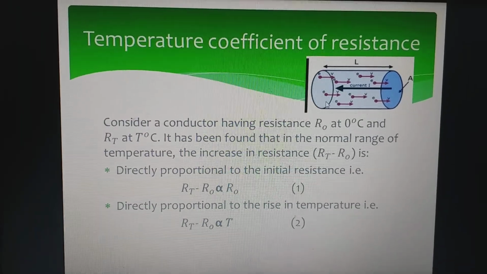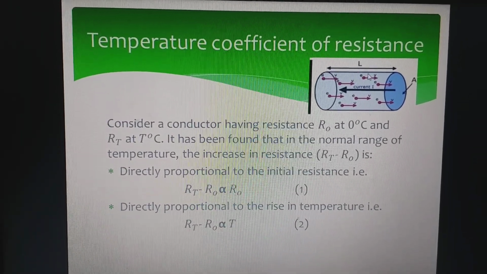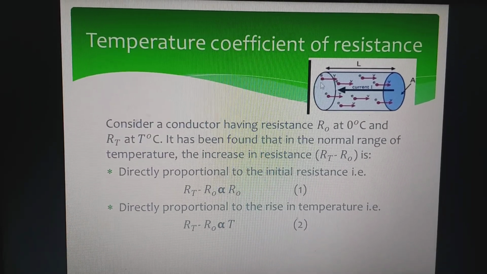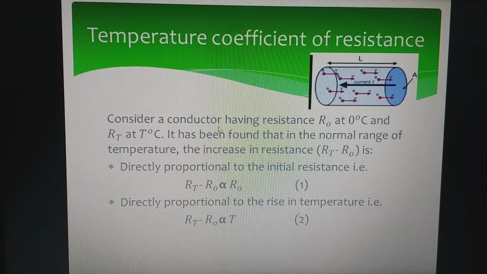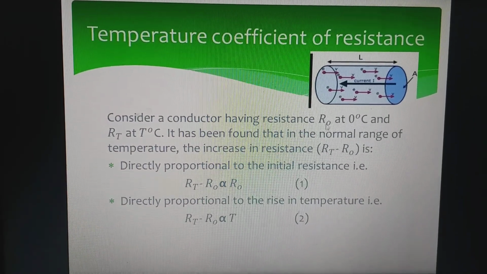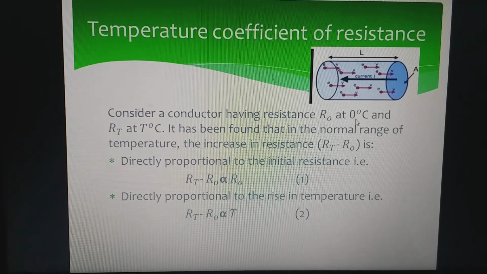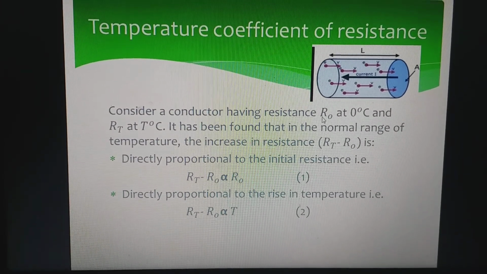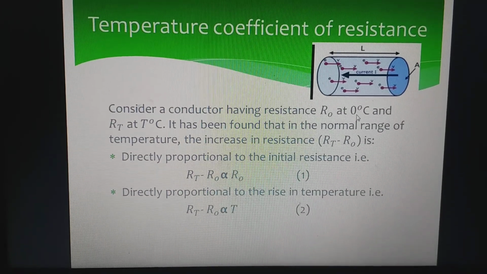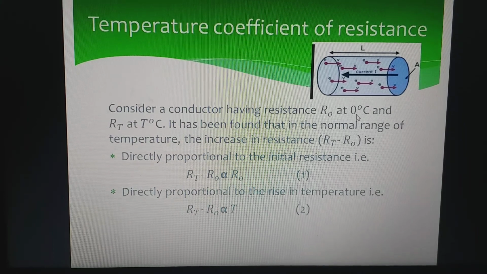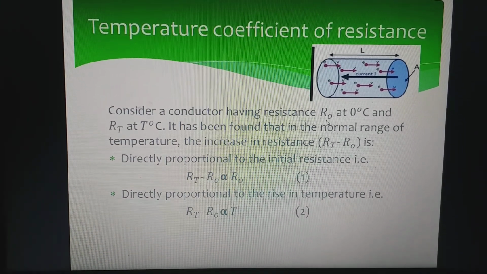Temperature coefficient of resistance. For this purpose, let me consider this conducting wire of length L having two ends A and B. Consider a conductor having resistance R naught at 0 degrees Celsius. As I told you, resistance depends upon temperature. So if temperature is kept at 0 degrees Celsius, then the material offers resistance given by R naught.